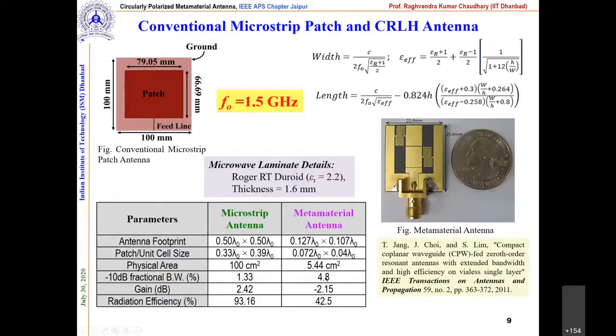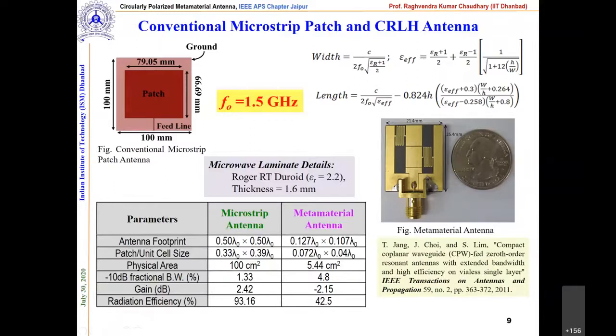If you see particularly here, we definitely reduced the size: here the overall size is 100 centimeter square, and here it is 5.44 centimeter square, drastically reduced. If you calculate the percentage reduction, it is more than 90%. On the other hand, if you see the gain and the radiation efficiency, the numbers are horrible. The gain we are getting is minus 2.15, and the radiation efficiency is 42.5%.